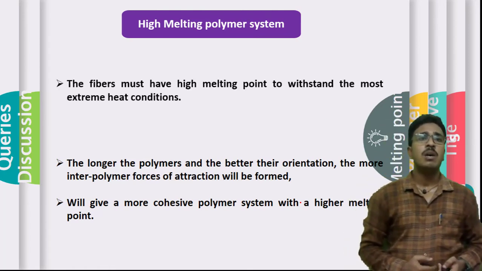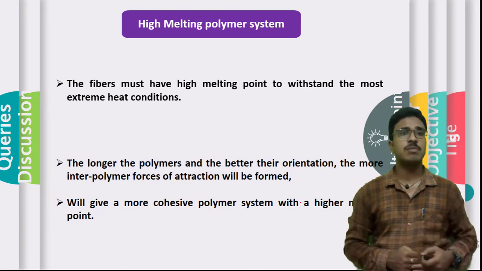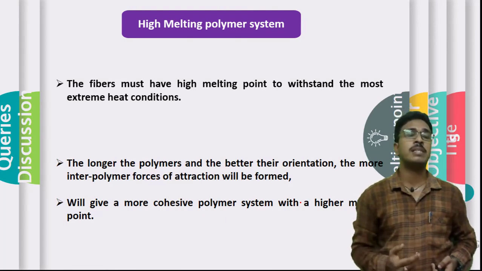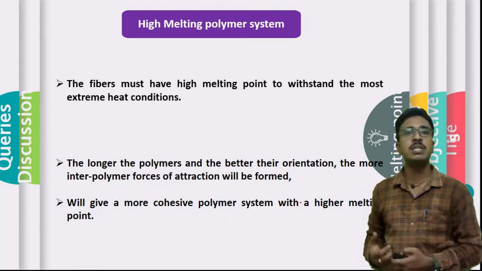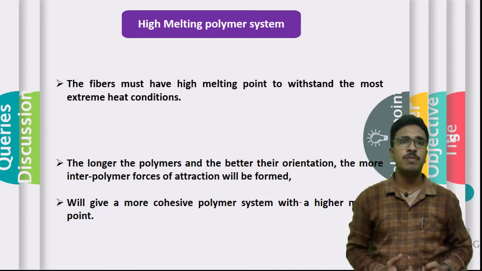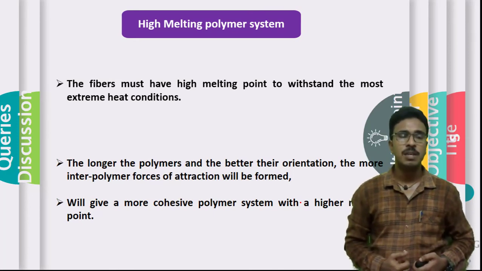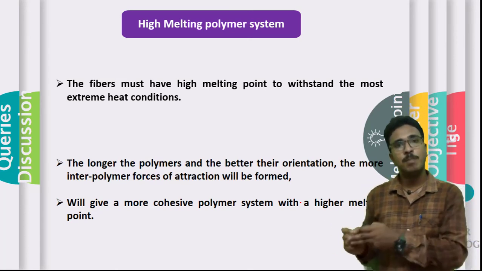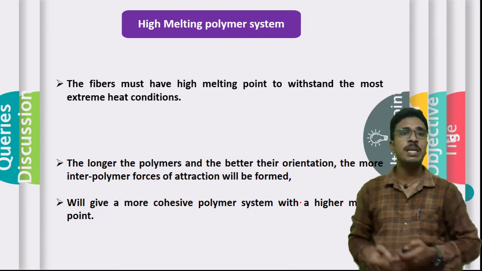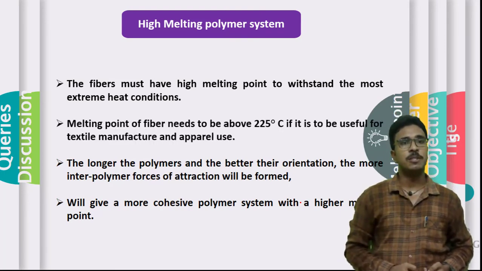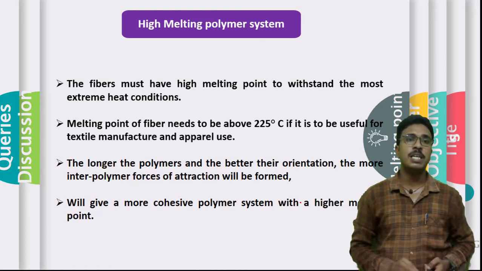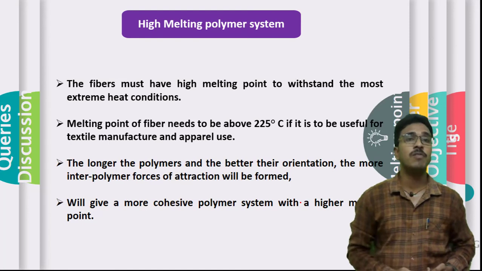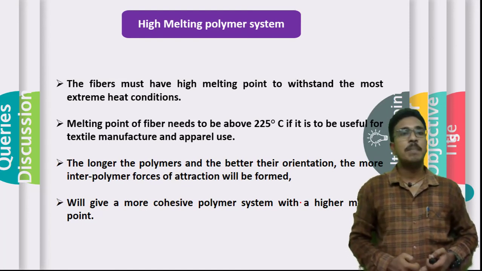Now, whatever fibers we have selected must have a high melting point to withstand the most extreme heat conditions. Sometimes we use these fibers, made out of synthetic polymers, in extreme heat conditions. At that time the polymer or the fiber should not be affected by that temperature. And the melting point of a fiber needs to be above 225 degrees Celsius if it is to be useful for textile manufacturers and apparel use.